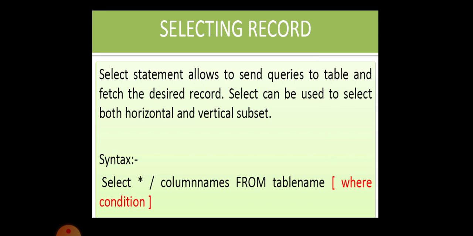Coming to the syntax: select star or column names. Here star indicates all columns along with all records. Either we can give all the details or we can use our desired column names, from the table name, where condition. Normally the where condition is optional. The where condition is always used for choosing the records from a table.